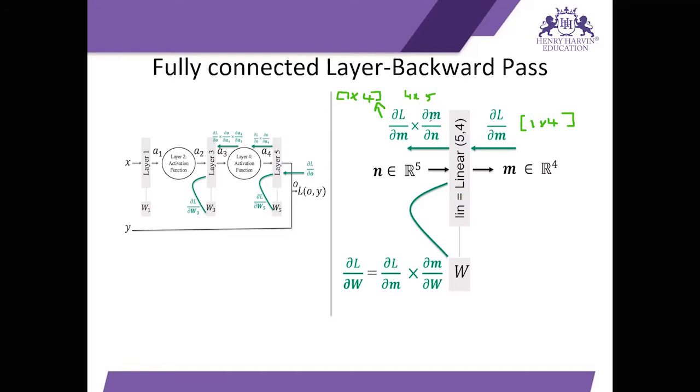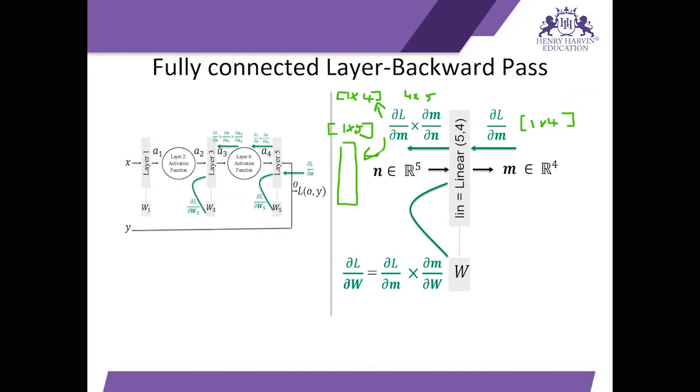So this is 1 cross 4, and it gets multiplied by 4 cross 5. For the previous layer, what do we get? 1 cross 5. Why? Because the number of inputs is 5 elements. Suppose there was a layer here, the gradient that will go inside it, dou L by dou N, will be 1 cross 5.